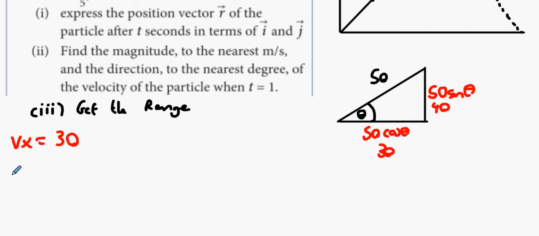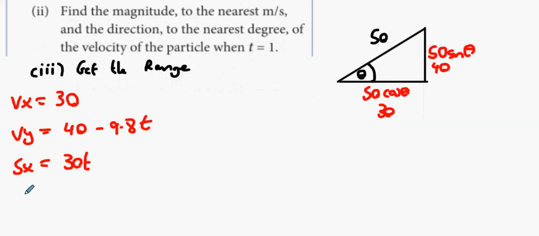Okay, Vy? It's 40 minus 9.8t. Sx then? 30t, and then finally sy. 40t, minus half of the second one then, 4.9t squared. Right. And you have your 4 equations good to go.